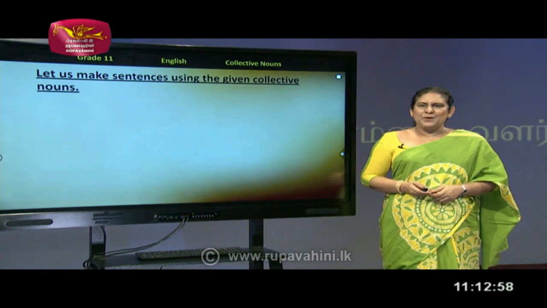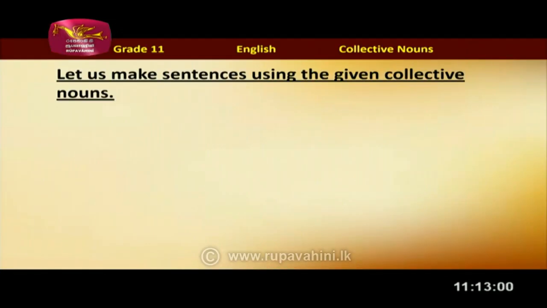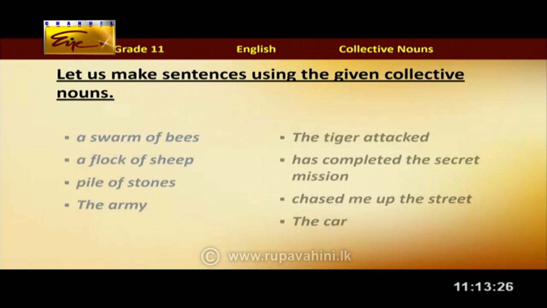Yes. Right. Now we have learned many words. Hope you can remember. Right? Just recall the words that you can remember. Yes. Herd, group, stack, pile. Okay. Now we are going to use these words in our activities. Before that, let us make sentences using given nouns. This is a very simple activity.